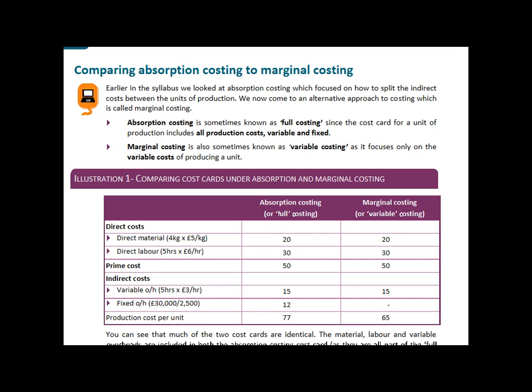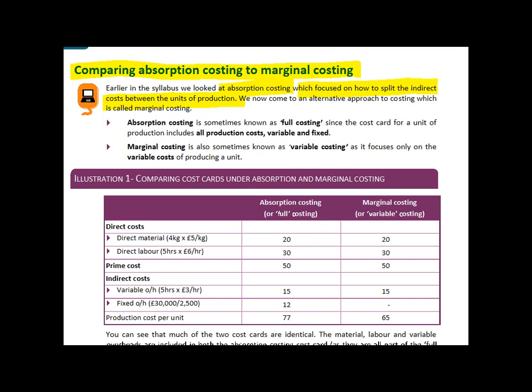Hi there. Welcome to an online lecture introducing marginal costing and showing how it compares to absorption costing, which hopefully you've already seen in this syllabus. Now, if you remember, absorption costing focused on how to split indirect costs between the units of production. So if we've got overheads, things like rent charges, things like electricity bills, we'll need to try and split them out between the individual units of production.